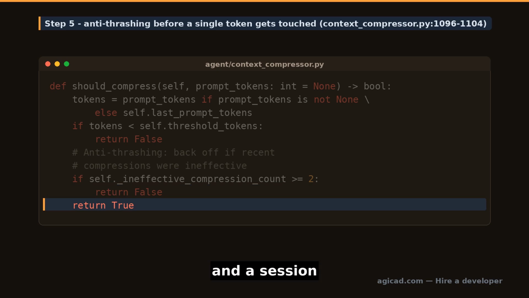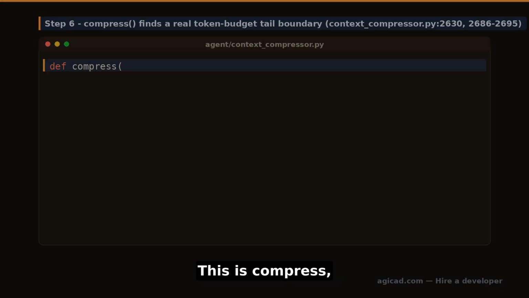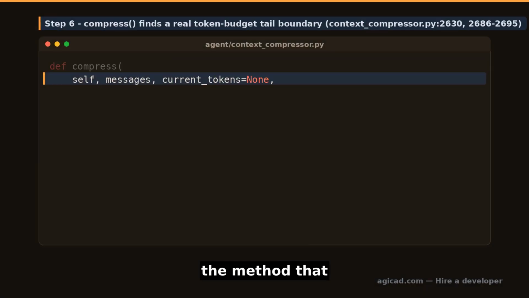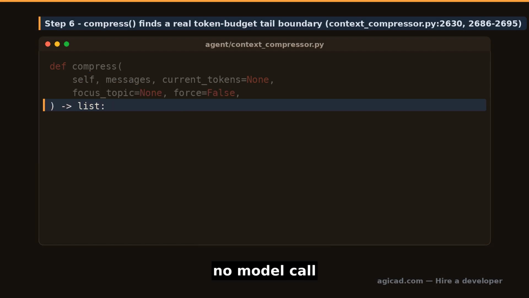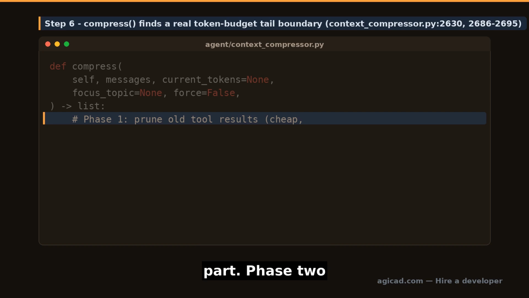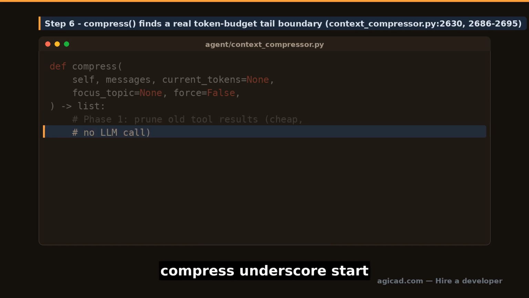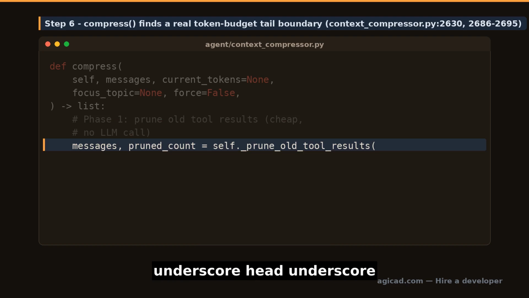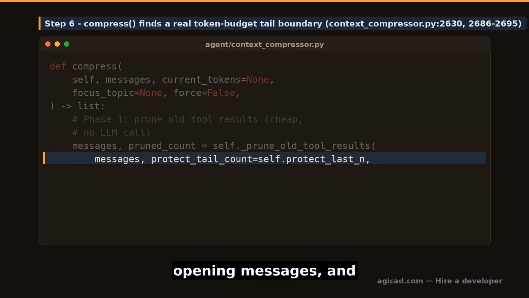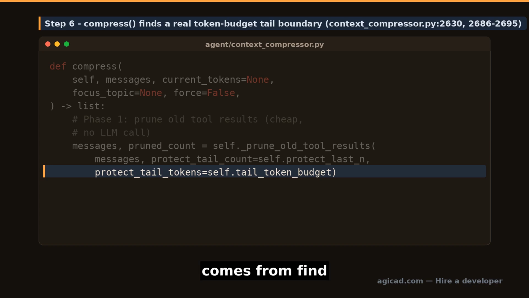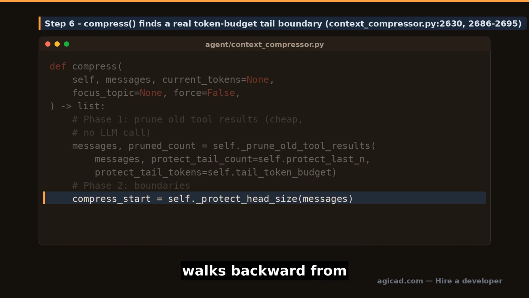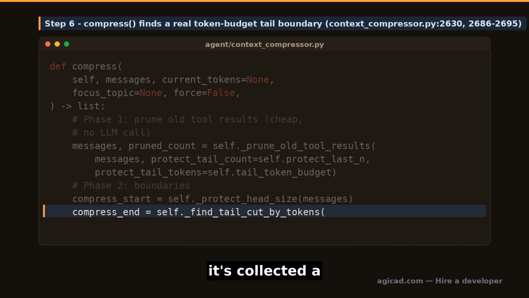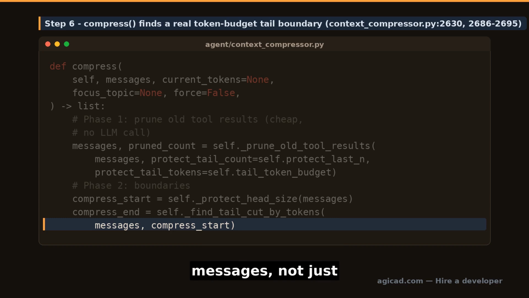This is compress, the method that actually runs a pass. Phase 1 prunes old tool results for free, no model call needed for that part. Phase 2 finds the two boundaries that matter. compress_start comes from protect_head_size, the untouchable opening messages, and compress_end comes from find_tail_cut_by_tokens, which walks backward from the end of the conversation until it's collected a real token budget's worth of recent messages, not just a fixed count of them. Everything strictly between those two boundaries is what actually gets summarized.